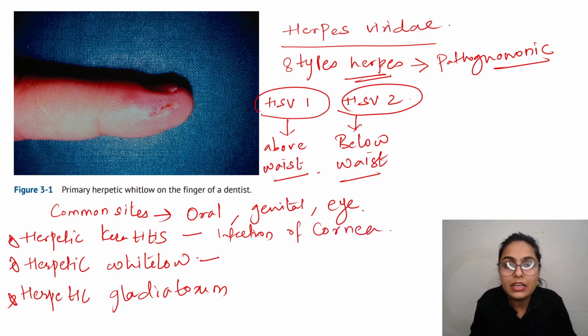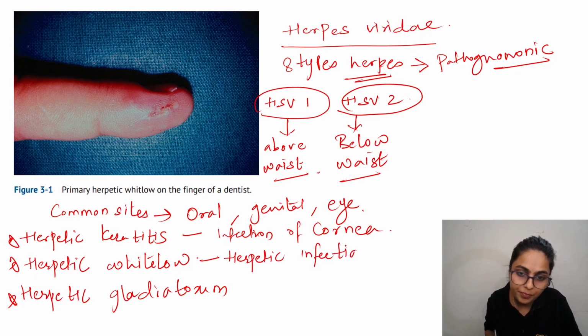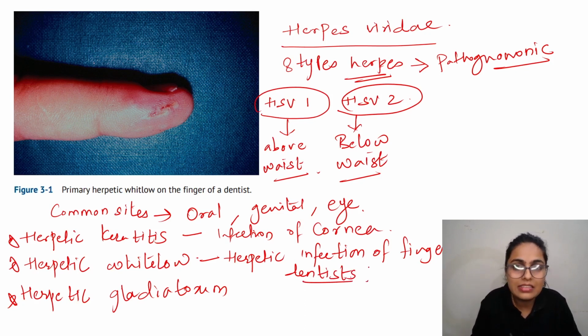Now, what is herpetic vitello? When a dentist treats a patient infected with herpes with his bare hands, and there are herpetic vesicles on the lips, the dentist mistakenly touches those, and inoculation of viruses into the dentist's fingers occurs. That causes herpetic infection of the fingers, especially in dentists. This is called herpetic vitello.